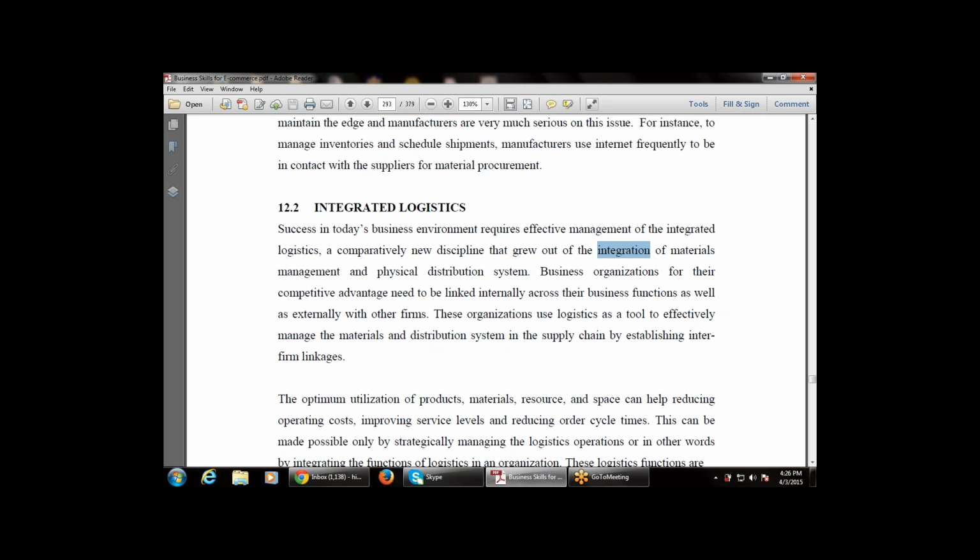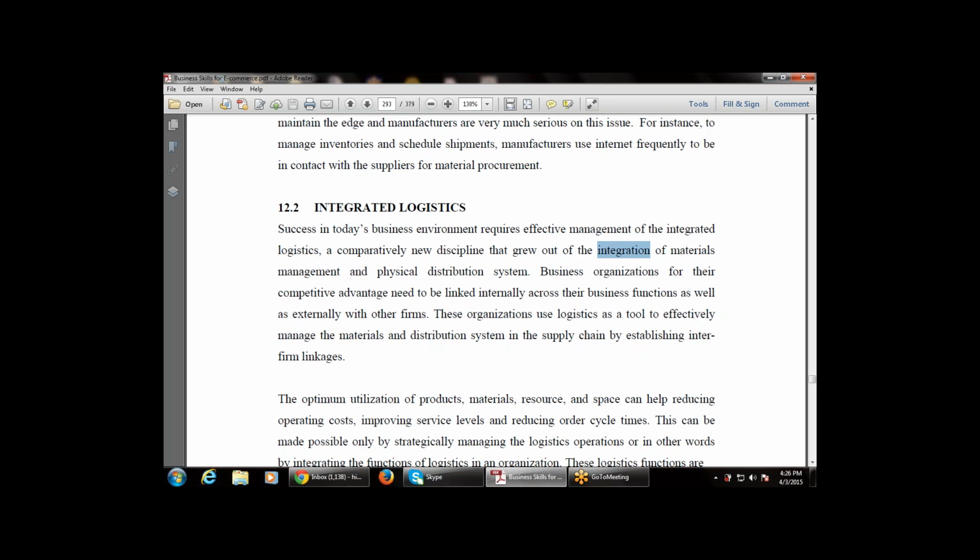Business organizations, for their competitive advantage, need to be linked internally across their business functions as well as externally with other firms. These organizations use logistics as a tool. Logistics is used as a tool to effectively manage the material and distribution system.